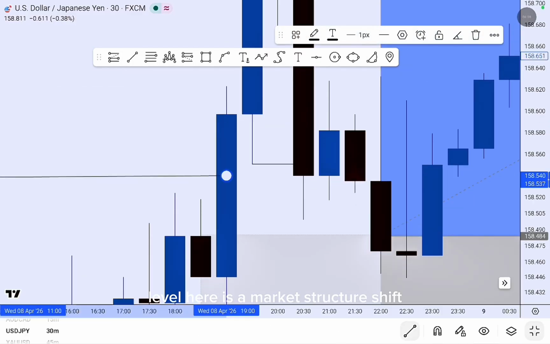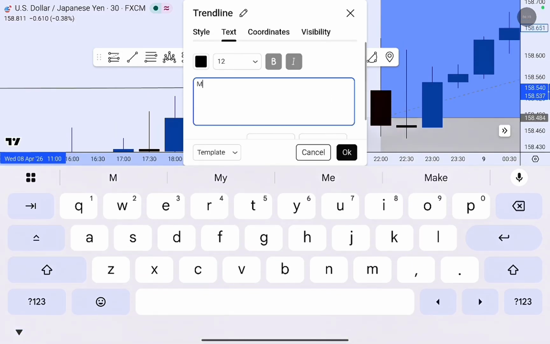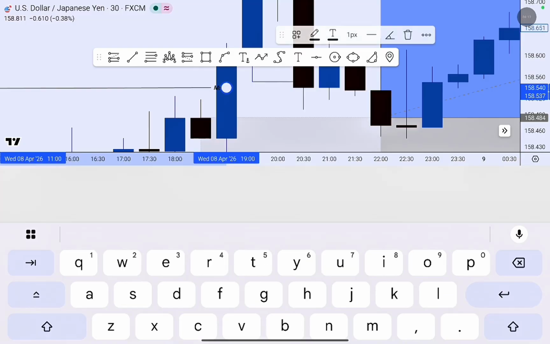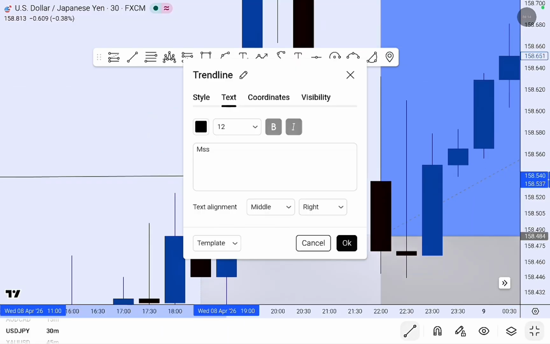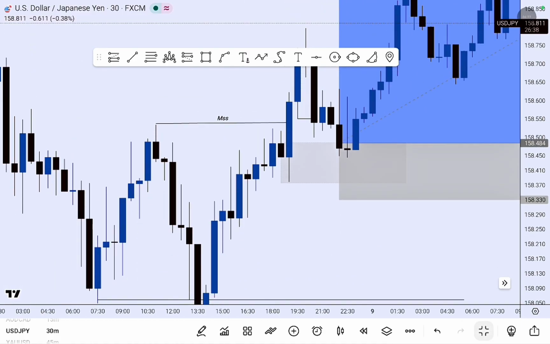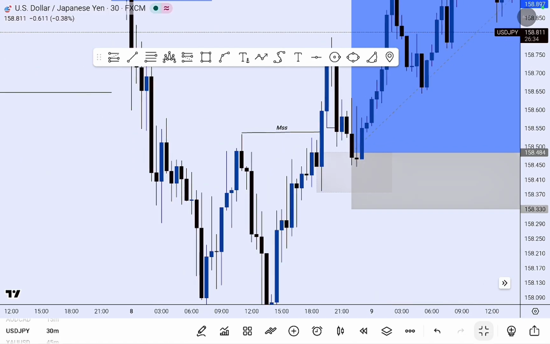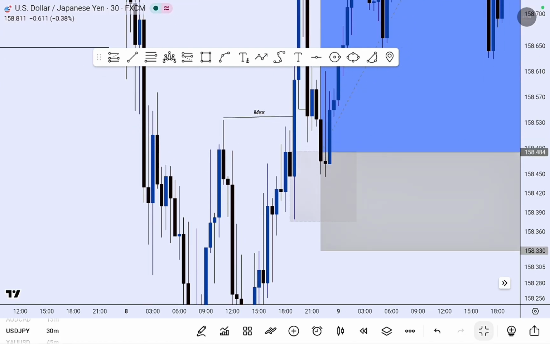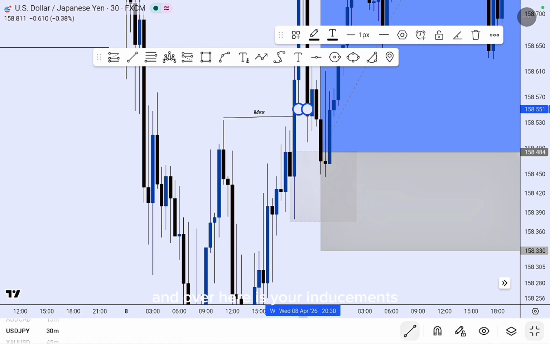You label here as your market structure shift. This is your market structure shift, the first indication that the trend is about to change. And over here is your inducement.